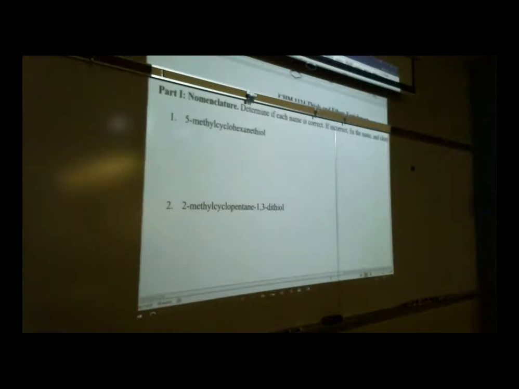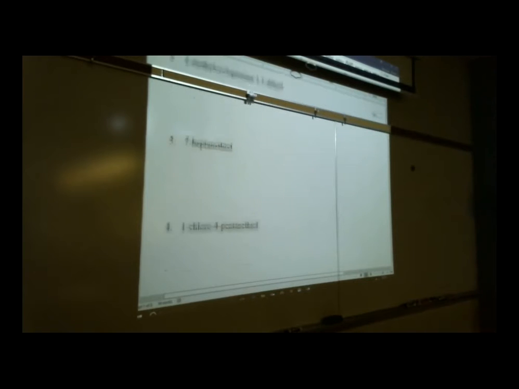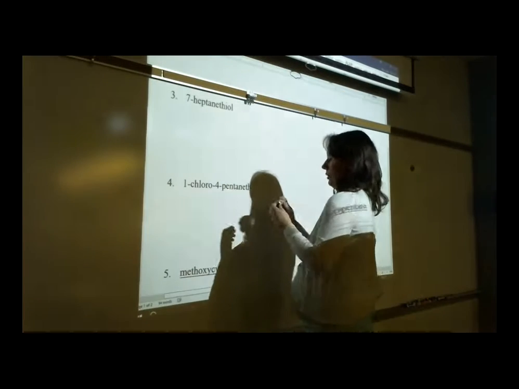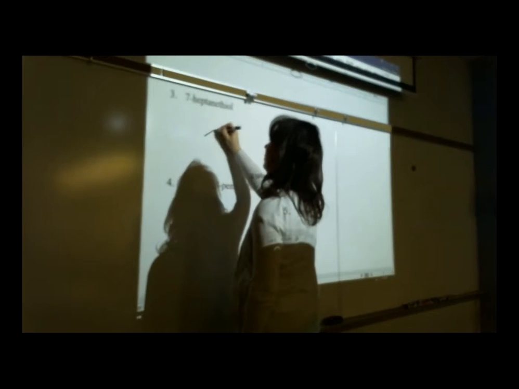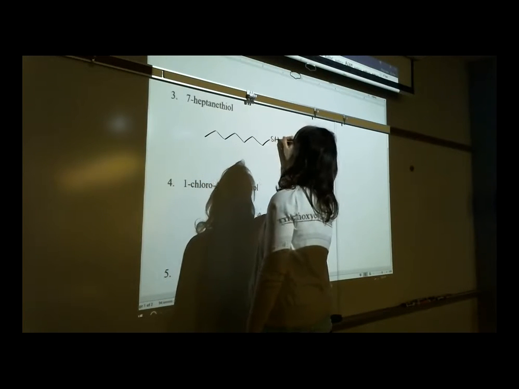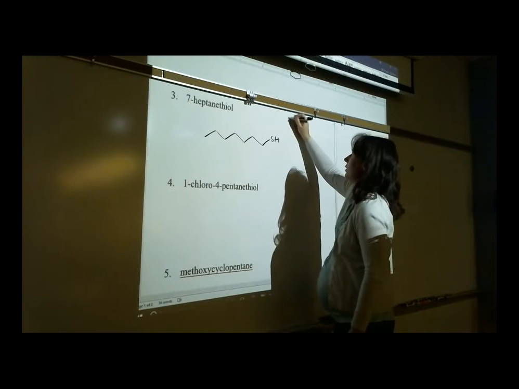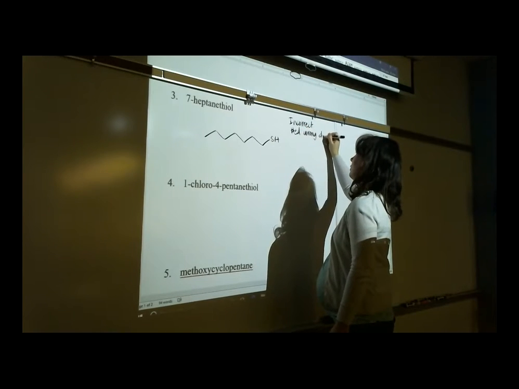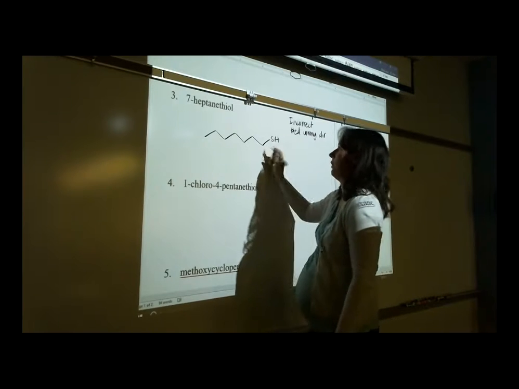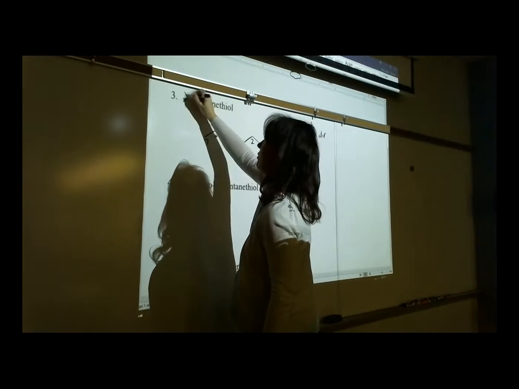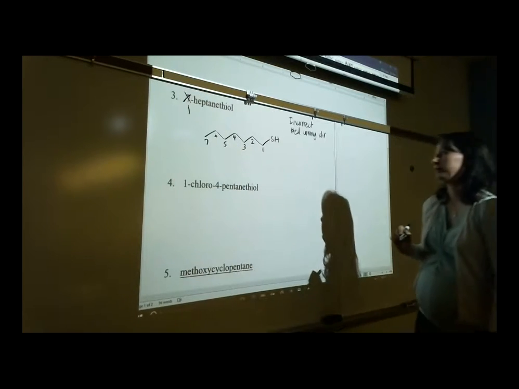All right, let's move down to the next couple of problems. Heptane, I think you can figure this out now that I've been drawing it. Heptane 1, 2, 3, 4, 5, 6, 7. 7 heptane thiol. That's not right, right? Why is that incorrect? Right, numbered in the wrong direction. We should begin numbering here, 1, 2, 3, 4, 5, 6. So it shouldn't be 7, it should be 1 heptane thiol.